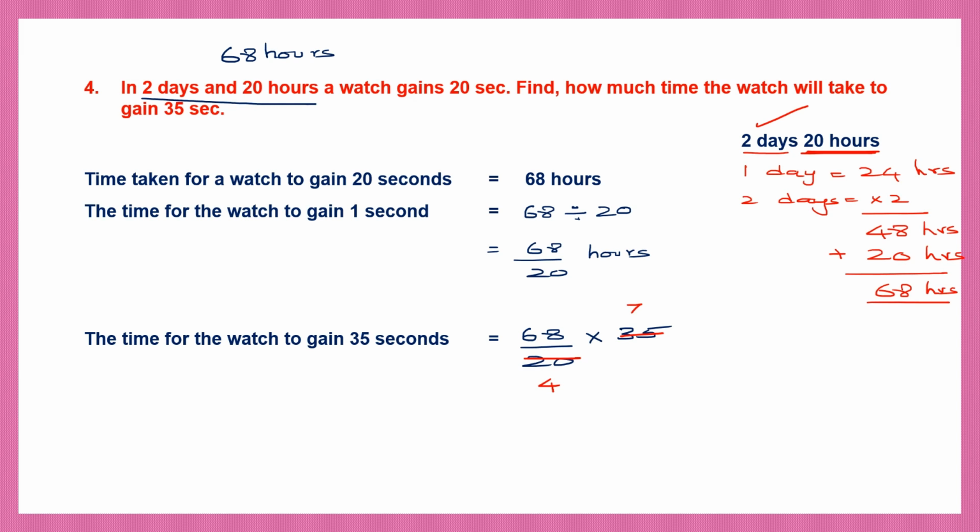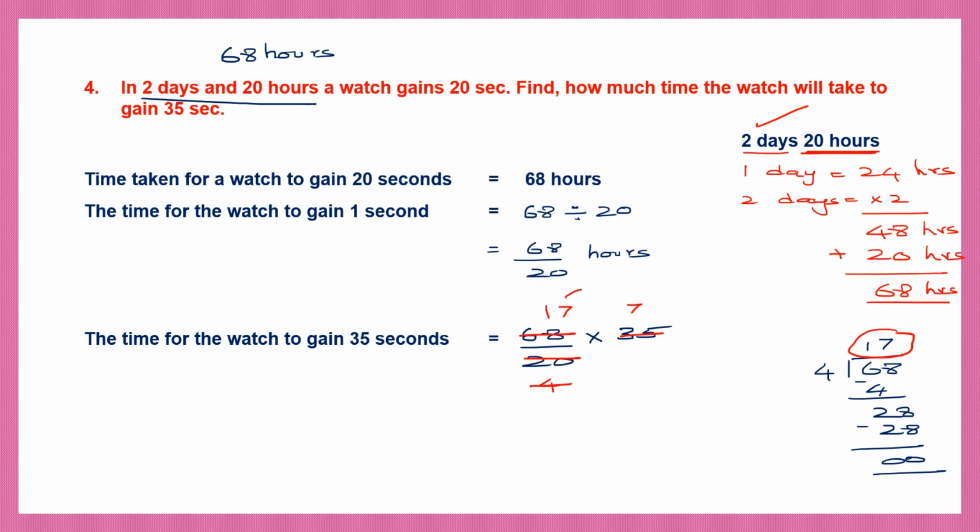Now 68 and 4 also can be cancelled. That means 68 is divisible by 4. So let's do that division itself. 68 divided by 4. 4 1s are 4 minus 2, bring down 8, 28, 4 7s are 28 minus. So now what do we have? We have 17 here. Okay. So I can cancel this and this. So I have 17 here.